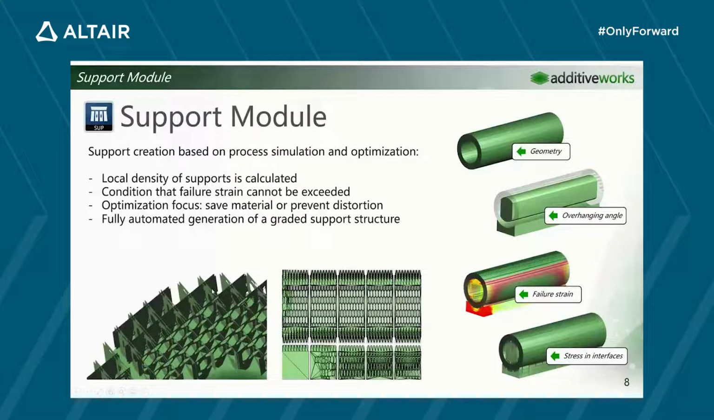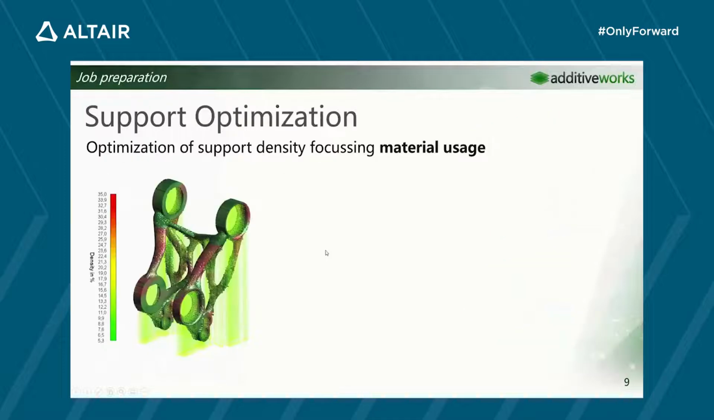So with this kind of structure, we can realize, I would say, 50% up to nearly 100% of volume densities. So we can make sure that parts will not crack from the base plate or from the supports, or the supports from the base plate.